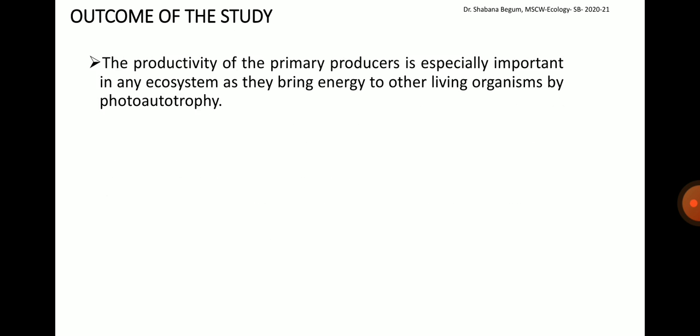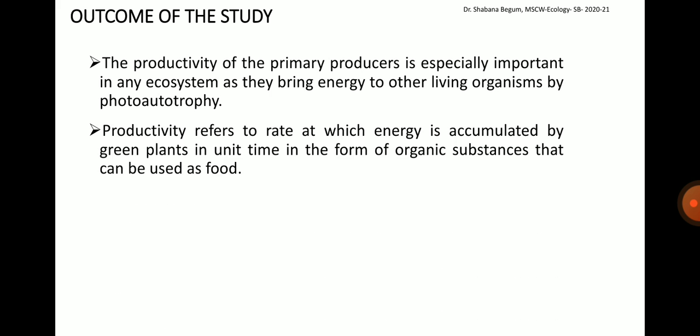Now at the end, let us understand the outcome of the study once again. The first point you can mention, the productivity of the primary producers is especially important. Why? Because they bring energy to other living organisms by photoautotrophy. Productivity refers to the rate at which energy is accumulated by green plants in unit time in the form of organic substances that can be used as food.